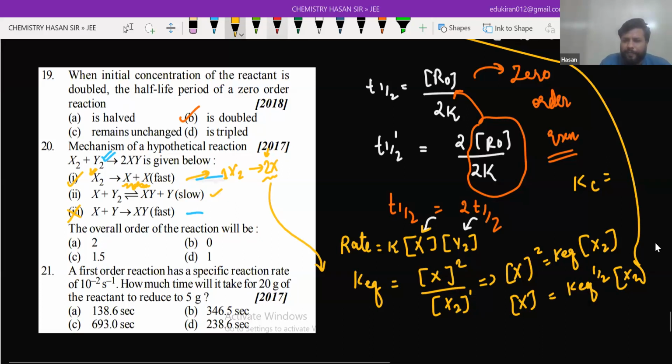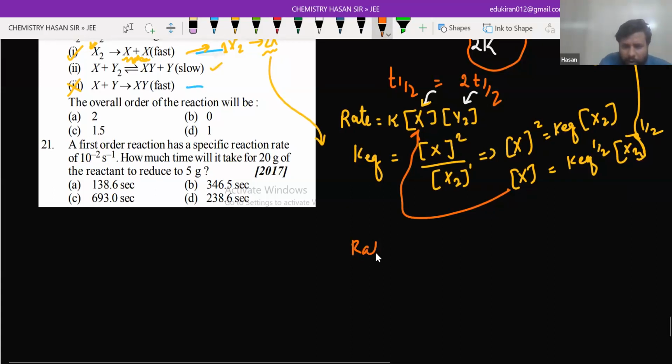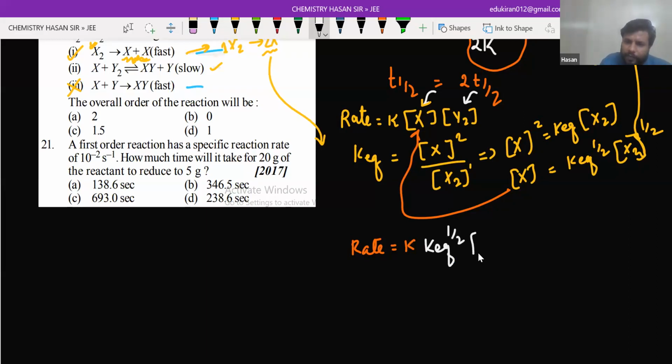Can I write this? x2 raised to the power half. Now this value of x I'm going to write here. So see what happens here. We need to calculate the order of the rate. So this is how you're going to do it. The rate will be equal to k into, and x can be replaced with K equilibrium raised to the power half. This is the value of x. x has a value K equilibrium raised to the power half into x2 raised to the power half, and here y2 is as it is.